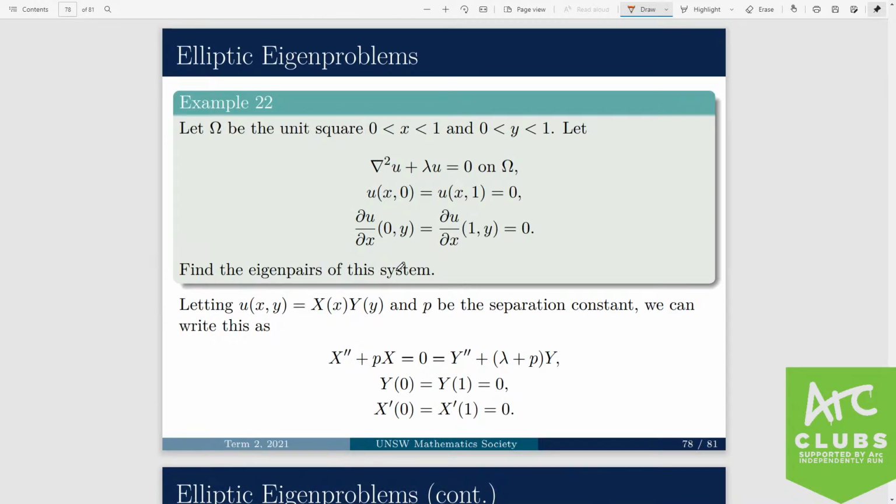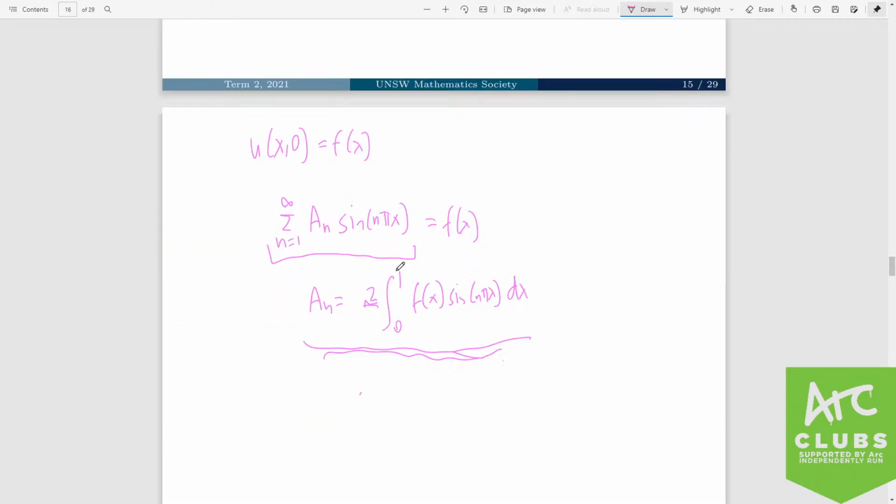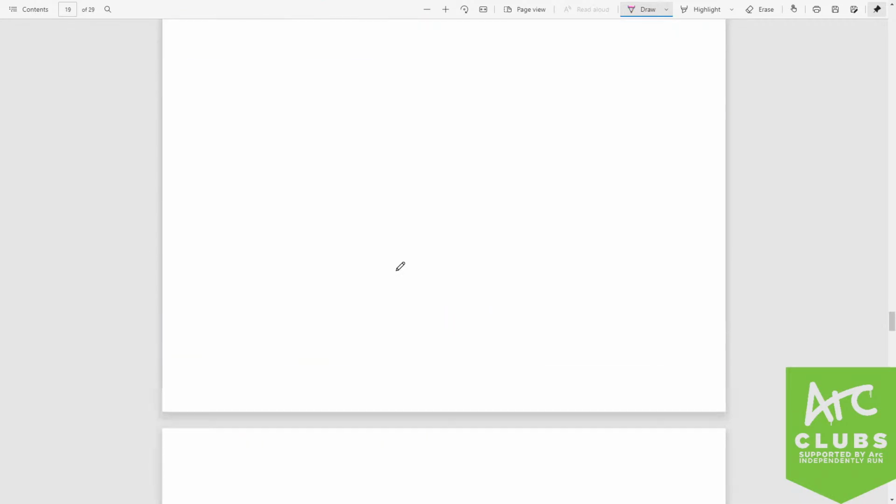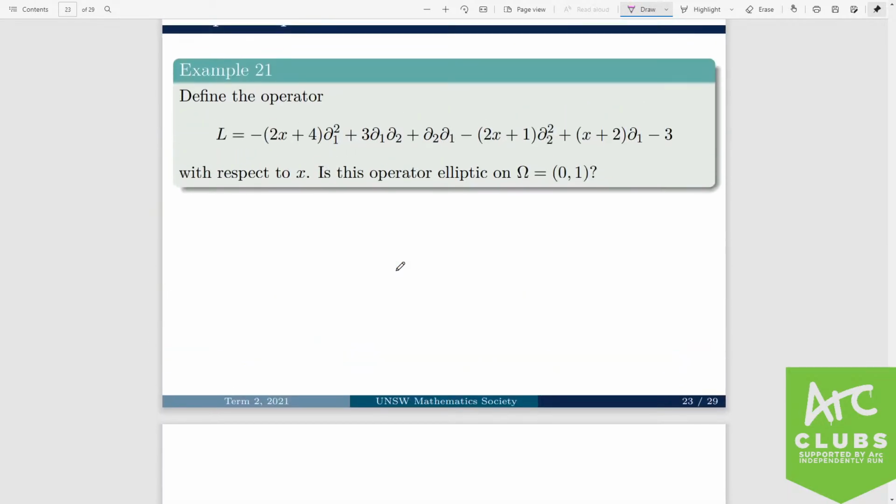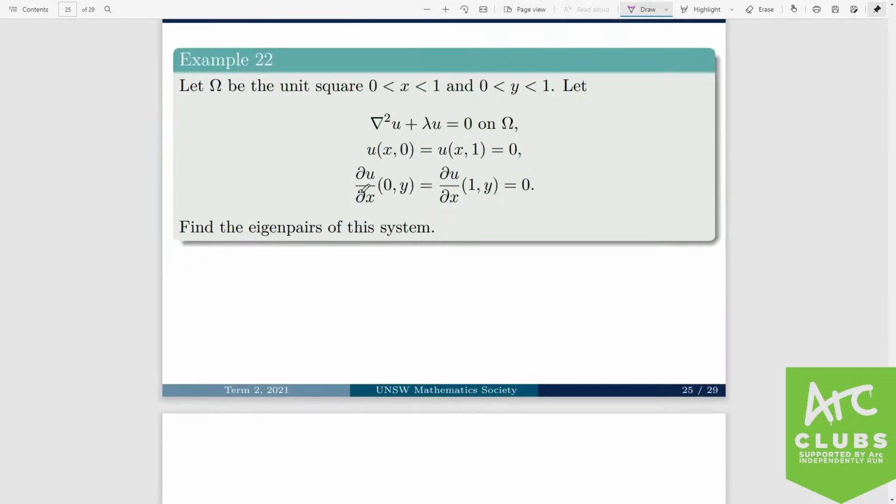And finally, we have one. So I'll just go through one more example. This is a problem involving an elliptic operator. However, it's nothing particularly new. It's really just another one of these equations.